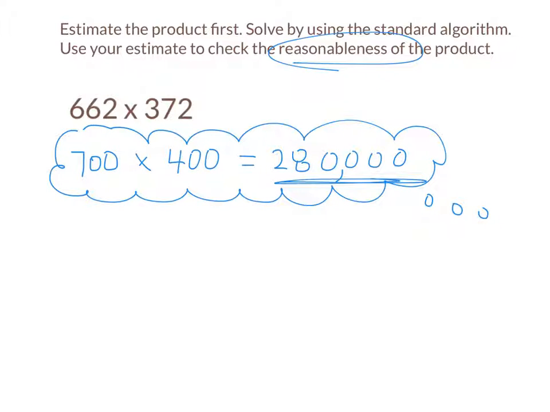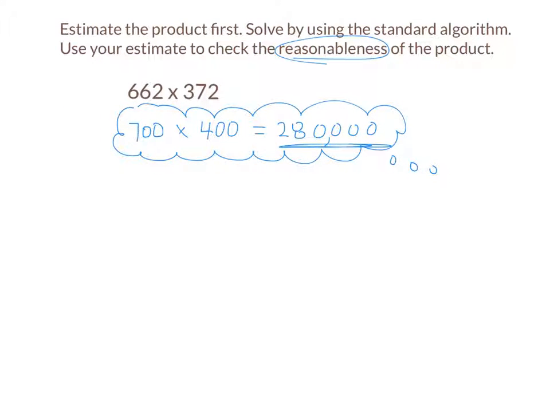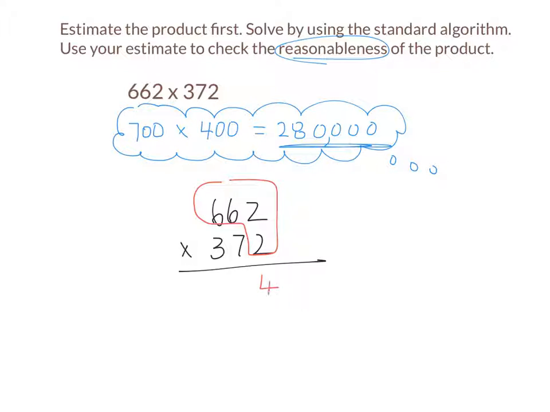Okay, so now that you've written down the actual problem and your estimate, let's do the actual multiplication using the standard algorithm. So we'll write 662 times 372. Okay. The first multiplication problem we're really going to do is 662 times 2, yes? Okay. So 2 times 2 is 4. 2 times 6 is 12. I'm going to write the 2, but I'm going to regroup the 1. 2 times 6 again is 12 plus 1 is 13. So therefore, 662 times 2 is 1,324, yes?